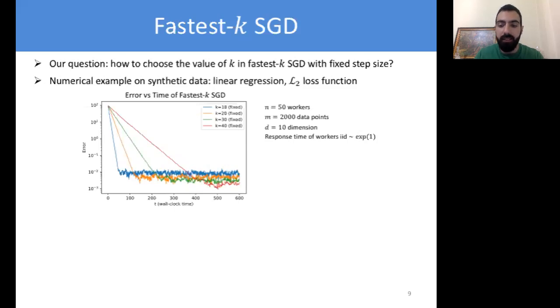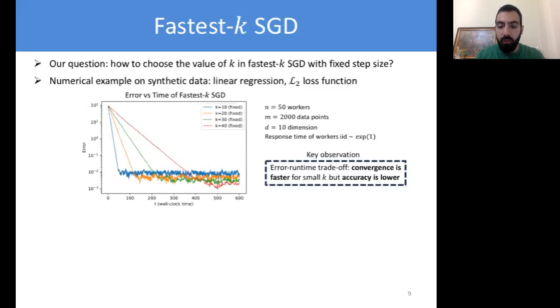After the initial decrease, the error hits a plateau where it does not improve any further. It is intuitive that the error floor for k equal to 10 is higher than others because the gradient estimate that is obtained for k equal to 10 is noisier than other cases where k is larger. So the key observation here is that there is an error-runtime trade-off. In fact, convergence is faster for small values of k in fastest k SGD, but the accuracy of the model is lower because of the higher error floor.